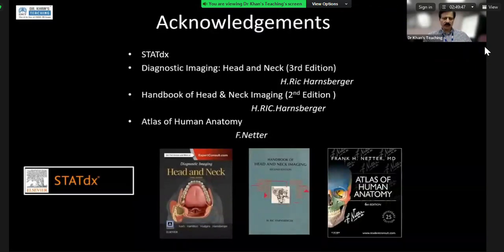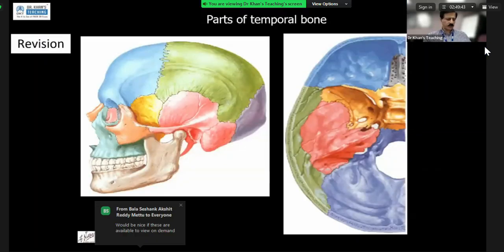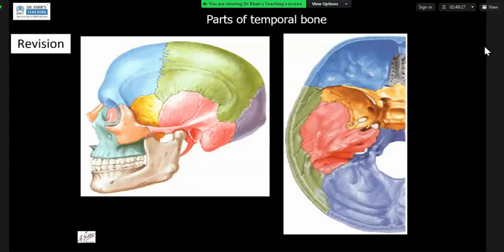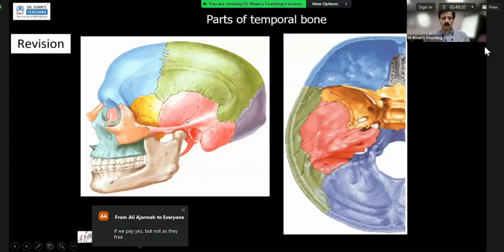And now we go into the skull base. Right. Last time, candidate 1, can you confirm that this slide, parts of temporal bone, is visible to you? Yes, it is. Okay. Last time we covered the temporal bone. The temporal bone is the bone which is in red here.